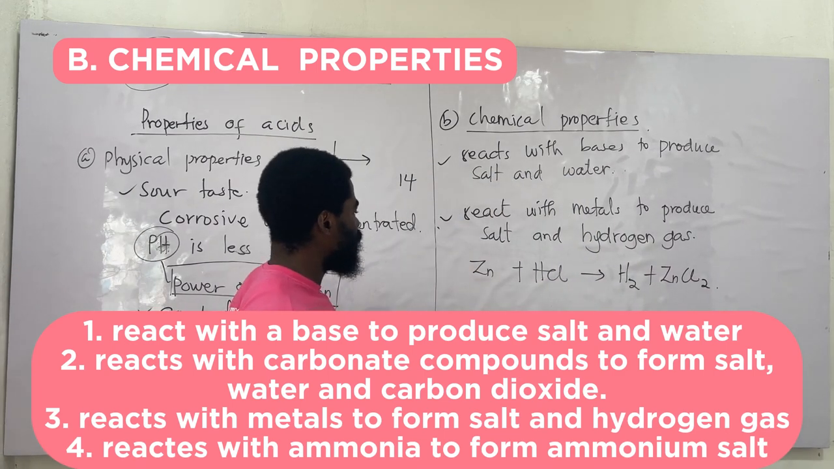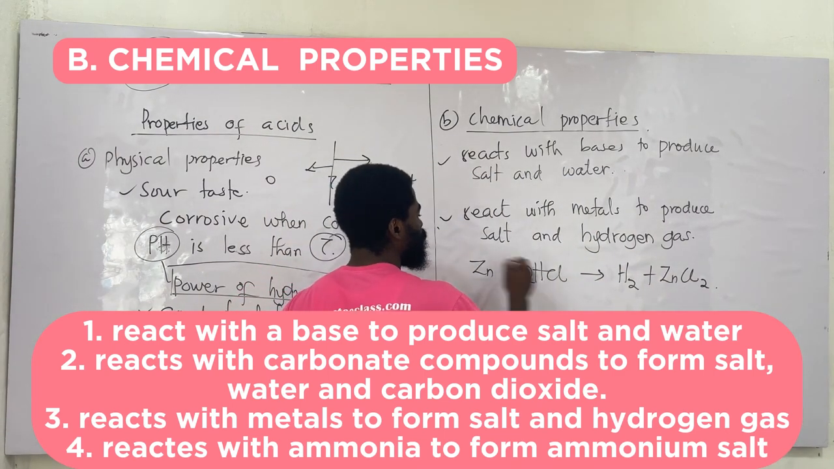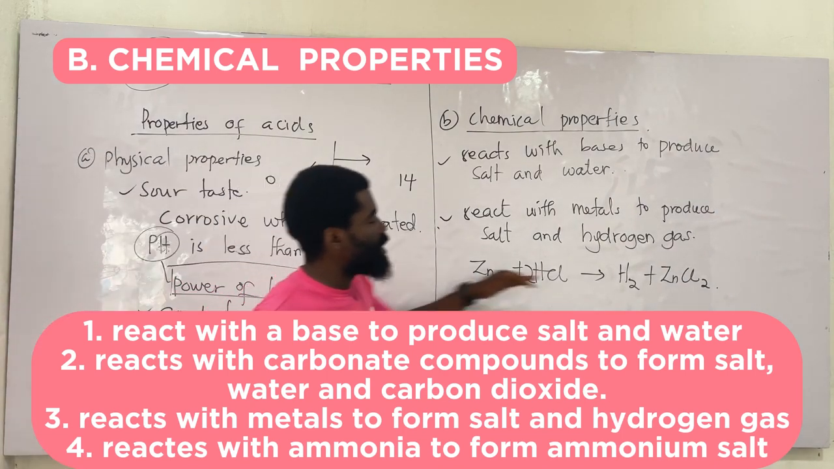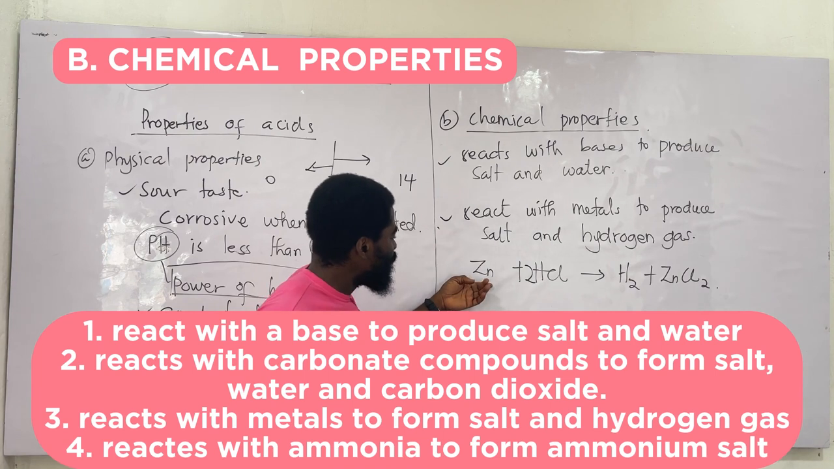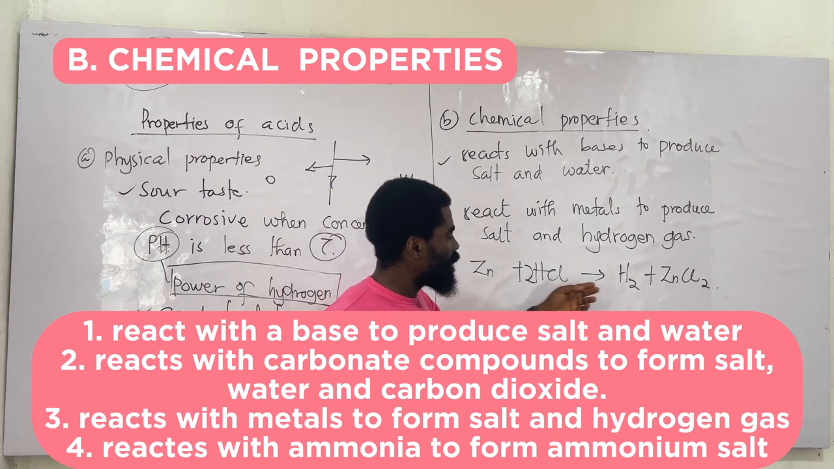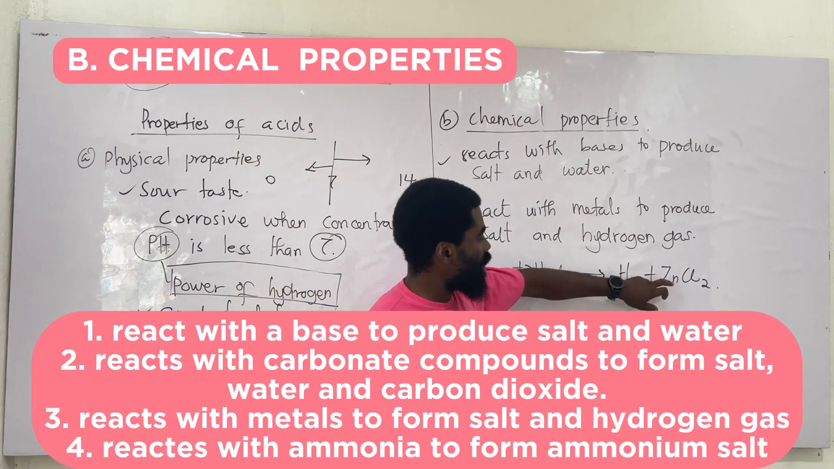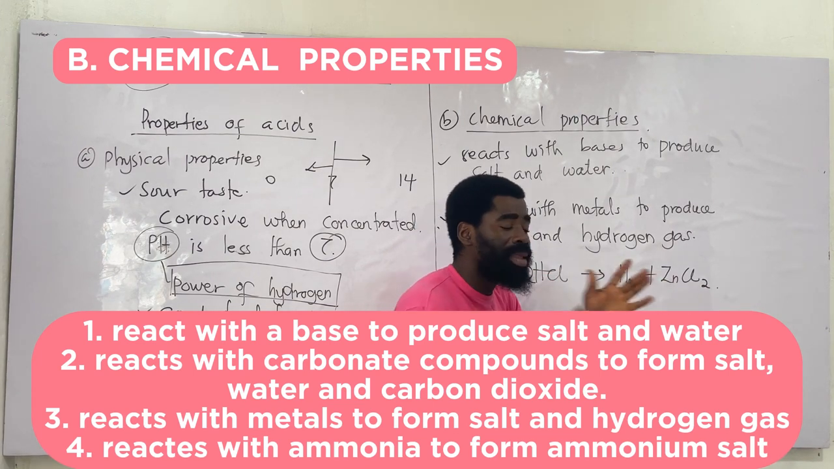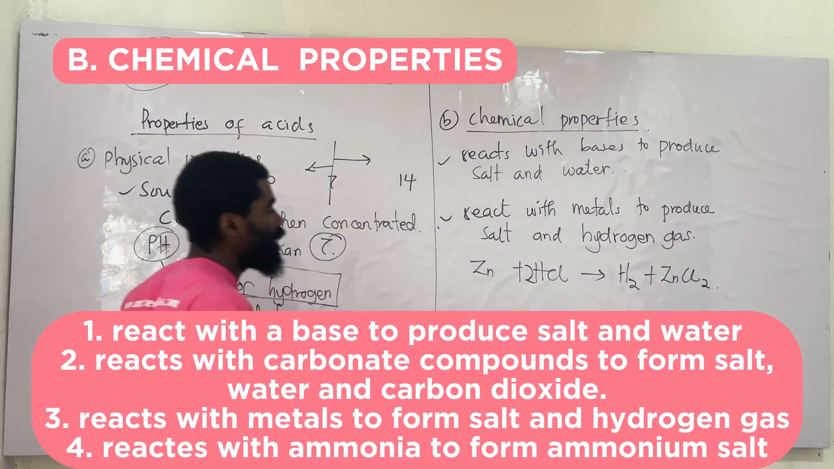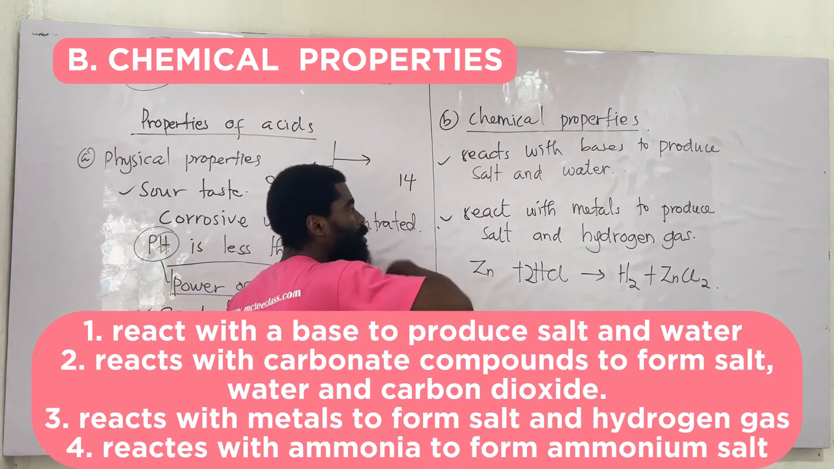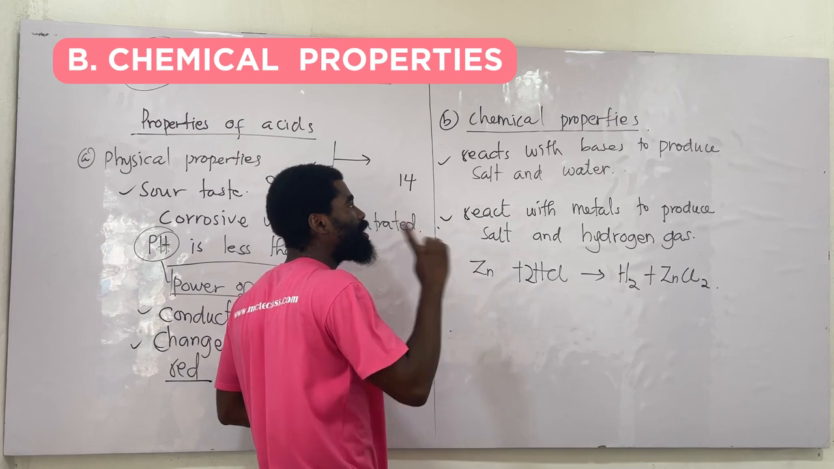Let me balance the equation. Is the equation balanced? Let's put 2 in front of HCl and balance the equation. From Form Three, we should know how to balance equations by now. So we have balanced this equation. A metal reacted with an acid and is giving us hydrogen gas and a salt. I hope you know what this is. This is a salt because we have a metal and a non-metal combining. We get a salt. I hope you get the point I'm making here. Good. So that's another chemical property of acids. Take note of this.